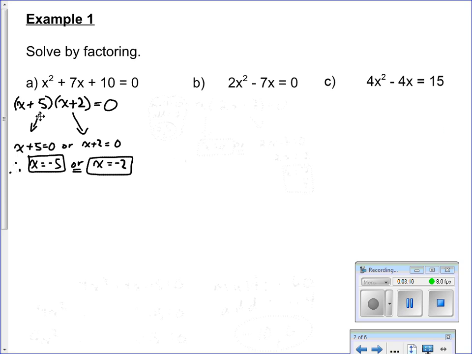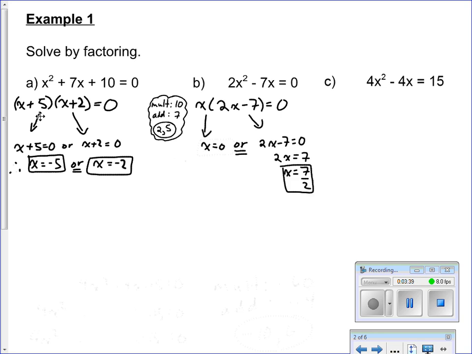Now we're going to do the same for the next equation. The next equation is literally just factoring out the GCF. In this case, the GCF is x. When we pull that out, we're left with 2x minus 7 in our bracket. So either x equals 0 or 2x minus 7 equals 0. Then we have to solve for our x value.